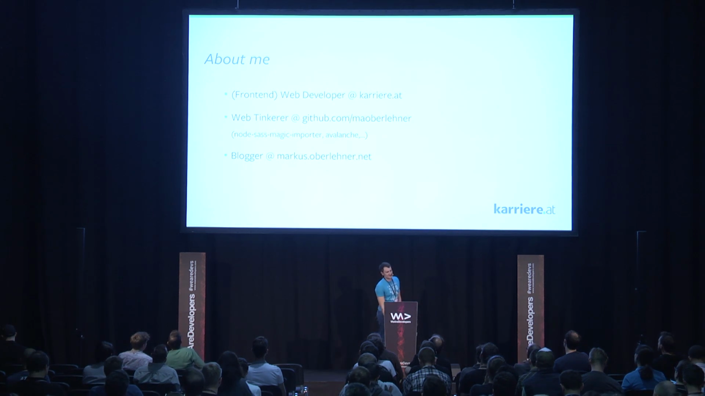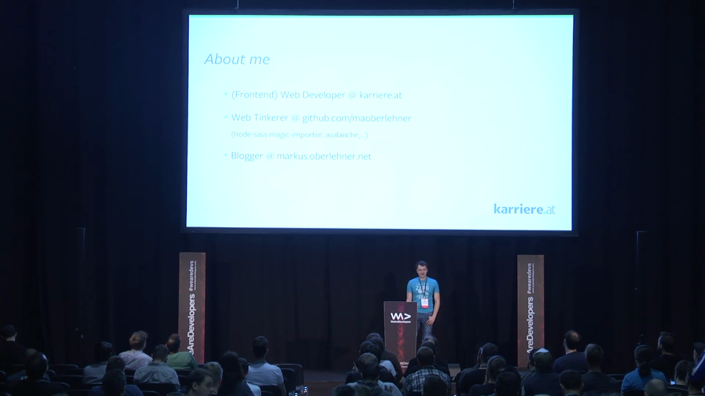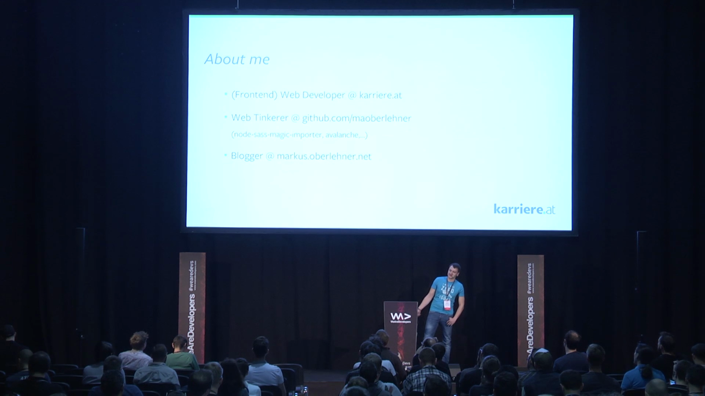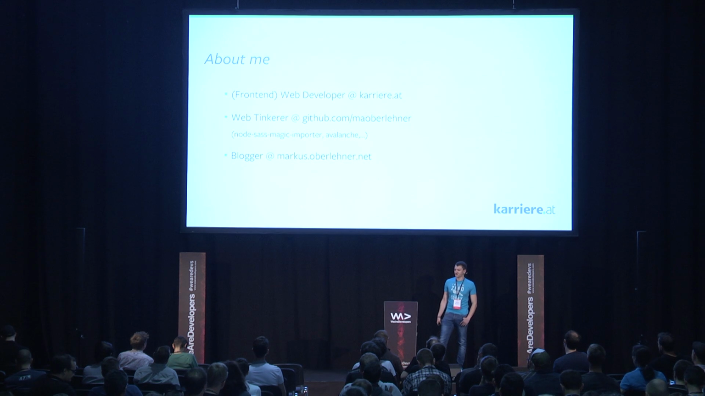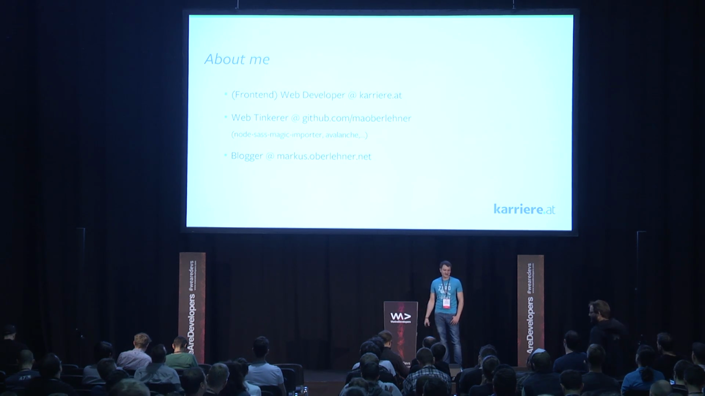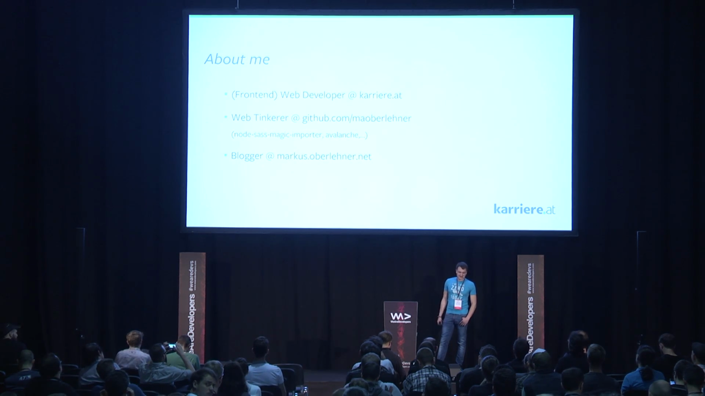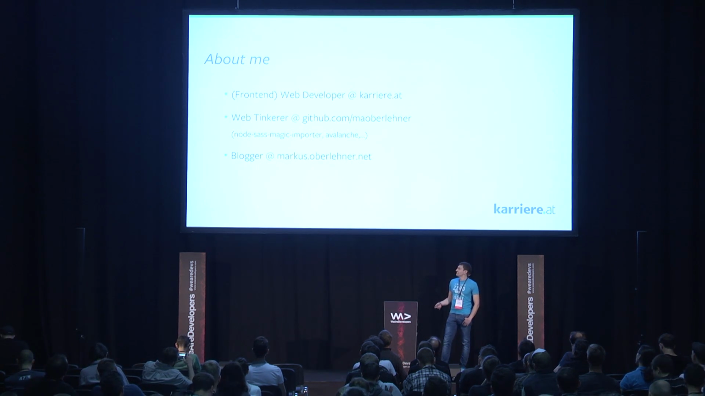But first of all, a little bit more about myself. I'm a web developer at karriere.at. In my free time, I'm working on a lot of open source projects. You can check them out at GitHub. Two of my favorite projects are Node.js Magic Importer, which is a tool that makes it possible to import specific SES selectors from a SES file instead of the whole file, and Avalanche, which is a modular SES framework. We're going to see a little bit more about Avalanche a little later. I actually started to use monorepos with Avalanche. A few months ago, I also started blogging about web development and life in general.